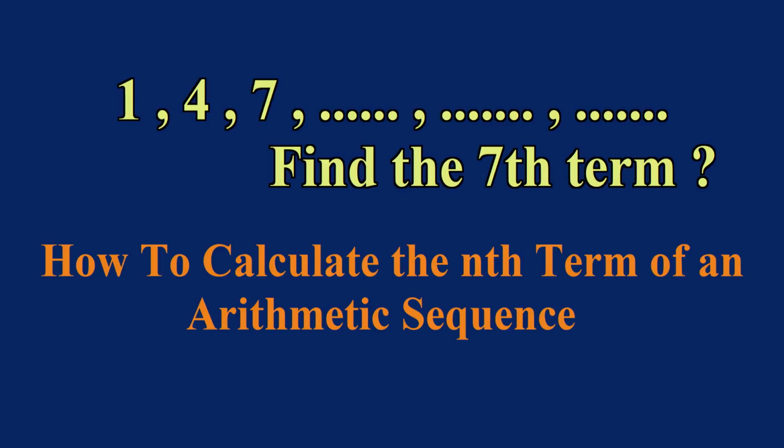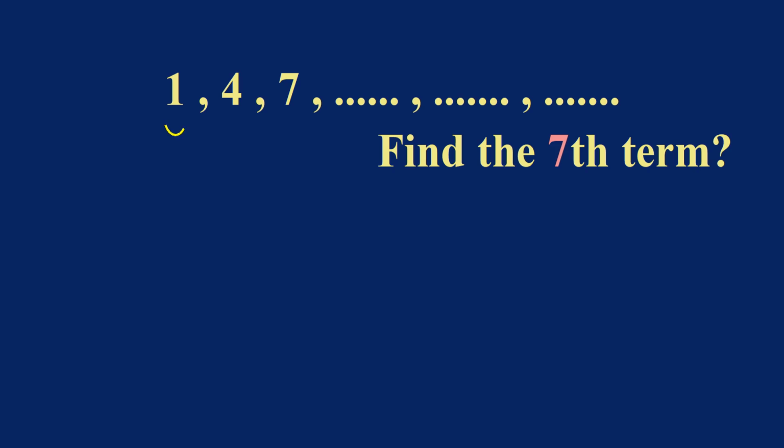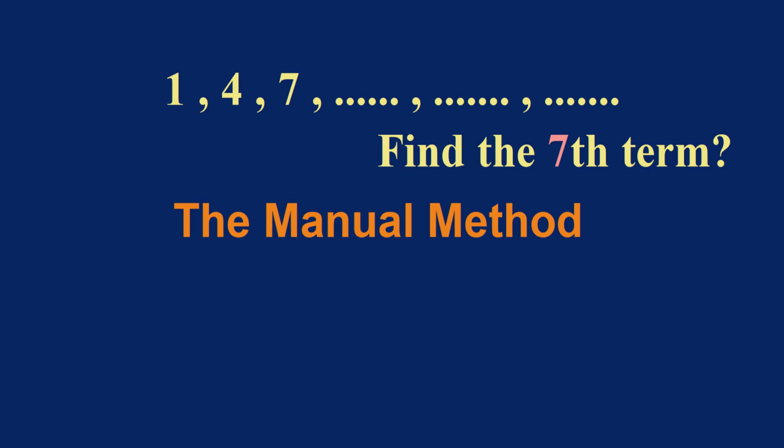In this short story, we have this sequence 1, 4, 7 and our goal is to get the seventh term. Today I am showing you two methods to solve this problem. The first method is called the manual method. This method is perfect for short arithmetic sequences.